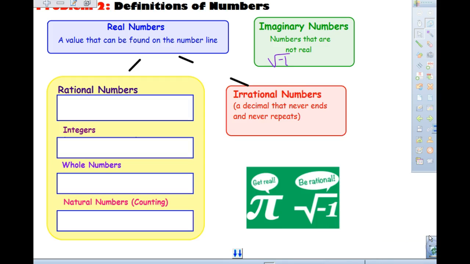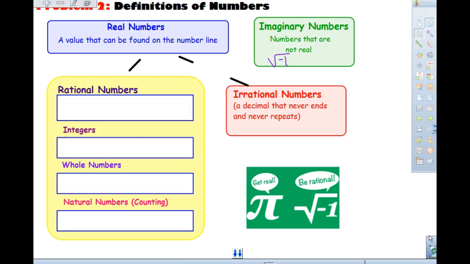Irrational numbers are a decimal that never ends and never repeats. And if it helps you to think and put an example of one of those, you can do that, right? A number that never ends and never repeats. That's like our square root of 2, our pi, our square root of 15.